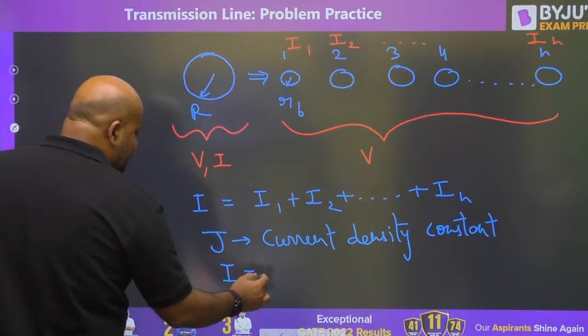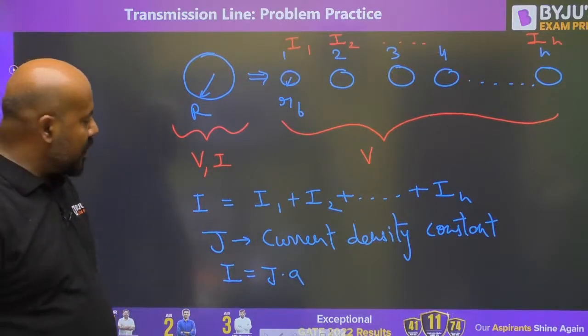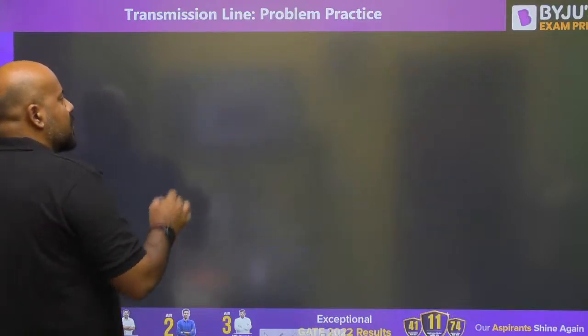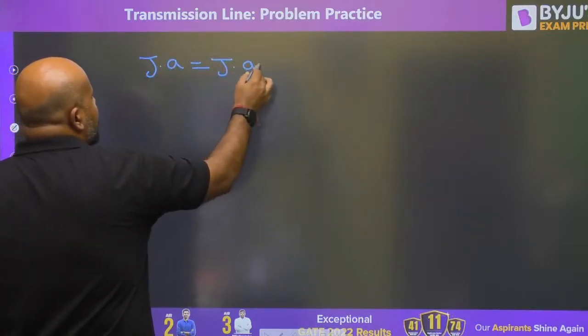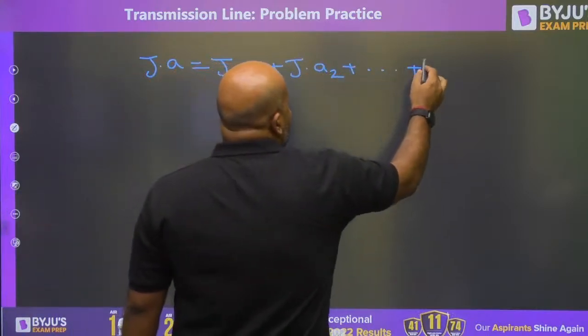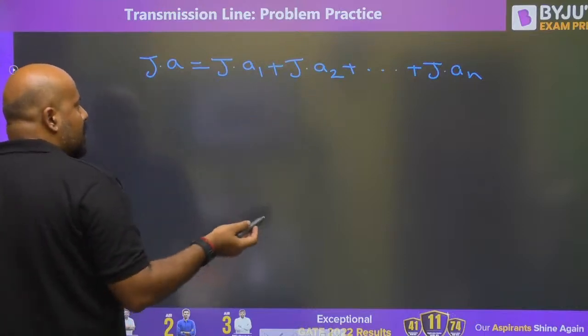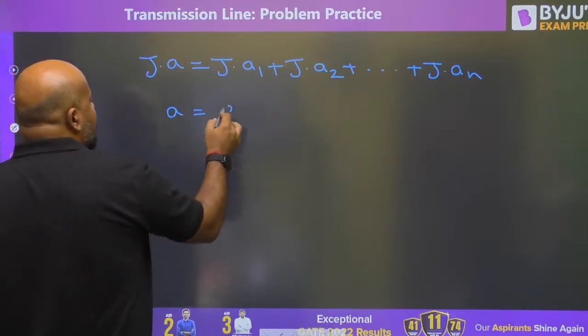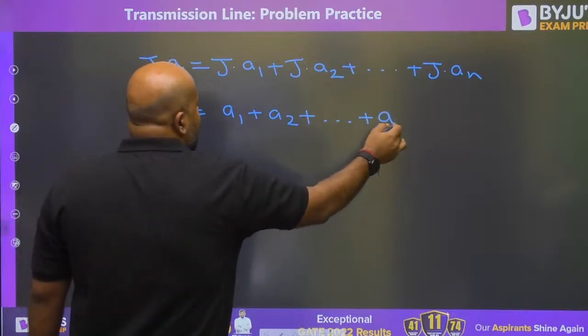So can you write the current as I is equal to J into A, where A is the cross sectional area? So if you put it in this equation, you can write J into A is equal to J into A1, J into A2 plus J into AN. J is going to be cancelled because it is constant. So A you can write as A1 plus A2 plus AN.